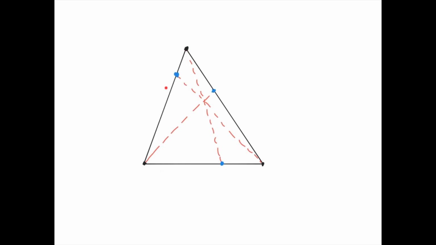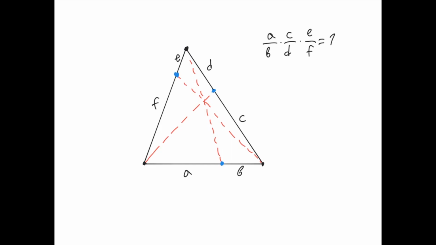Suppose we have a triangle, and on each side I've chosen one blue point. The question is, how do I choose these 3 points so that I ensure that this line, and this line intersect at one point? Or, if I know that these 3 lines intersect at one point, what's the relationship between these ratios here that I chose when constructing the 3 blue points?